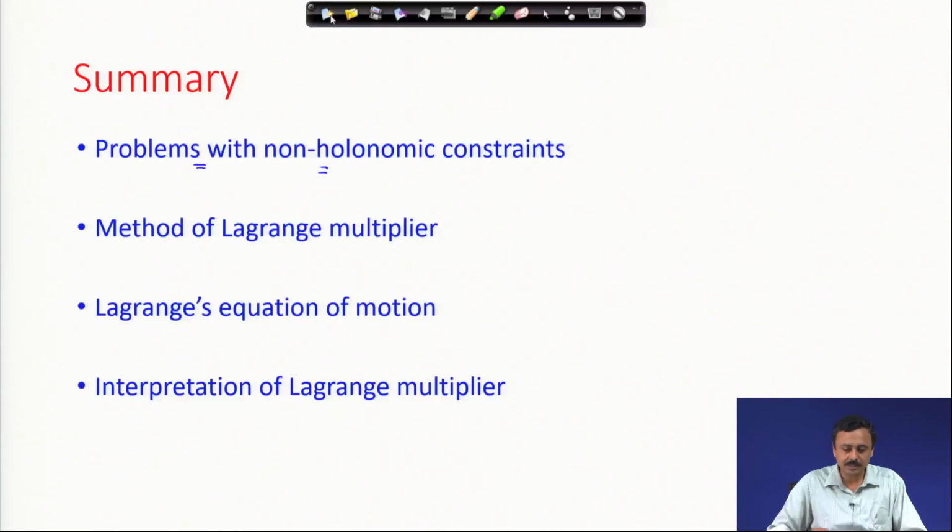Let me summarize. We have looked at systems with non-holonomic constraints, used Lagrange multipliers, we have interpreted Lagrange multipliers, and we have discussed an example of the rolling coin. With that I will close this lecture.